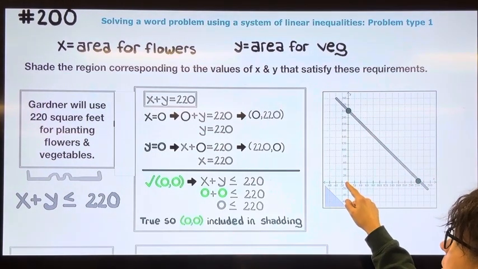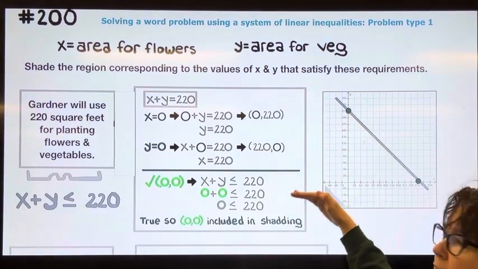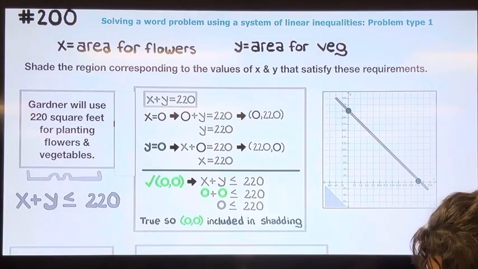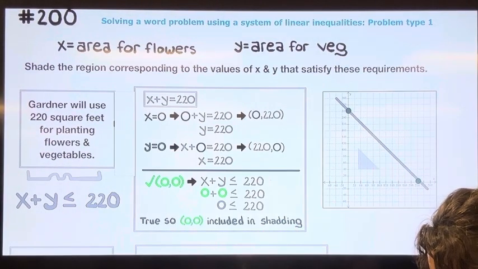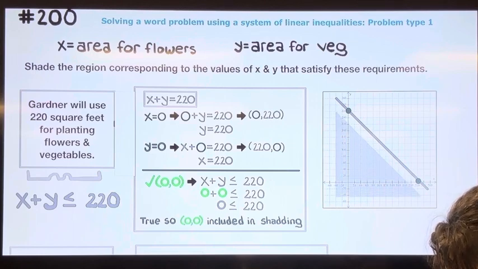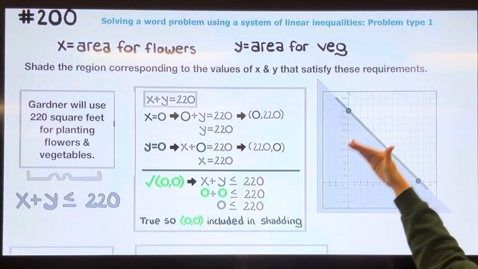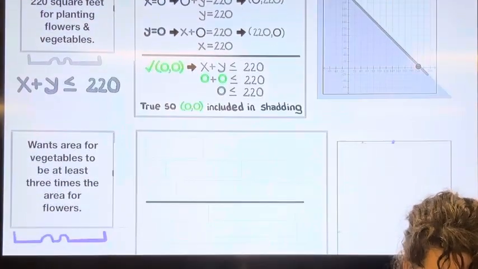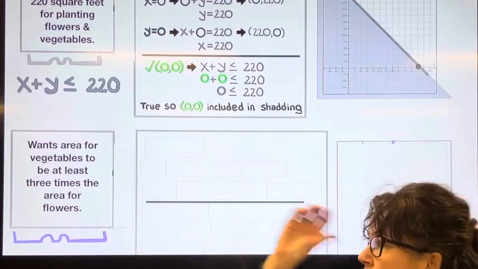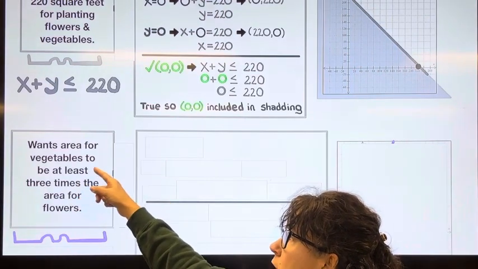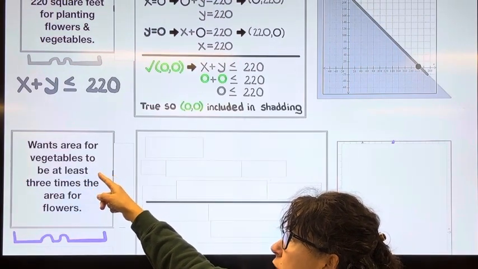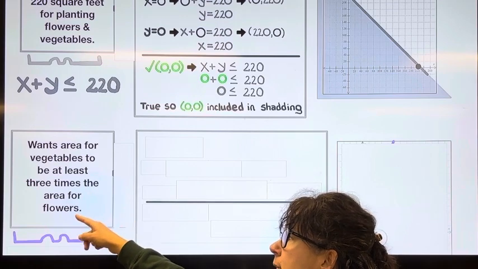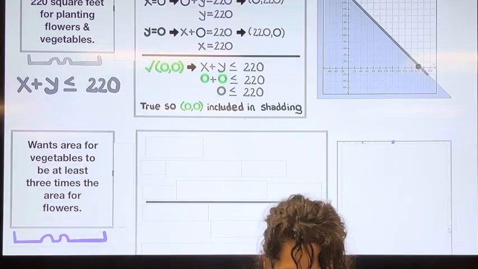So if 0, 0 is in the shading, that means I need to shade this direction here. Okay, so let's go ahead and shade that direction. Okay, so I'm just shading this way. The next statement in the story problem was that this gardener wants the area for the vegetables to be at least 3 times the area of the flowers.